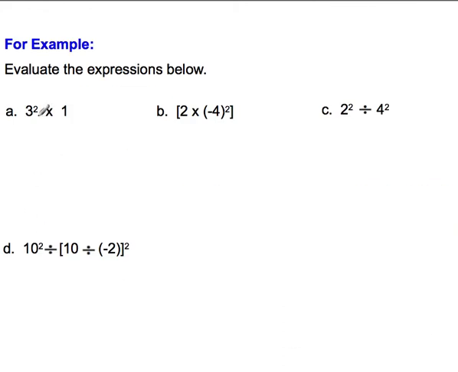So let's do 3 squared times 1. And again, I'm going to do the highlighter method here, so I'm going to do that first. So I always do powers before I do multiplication. So 3 squared is 9. 9 times 1, I'm going to do that operation now, is 9.